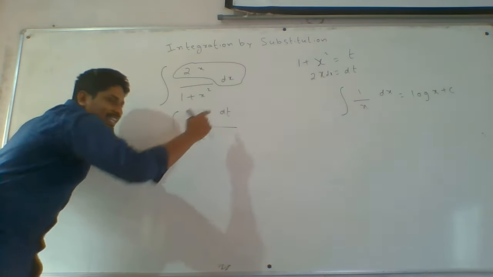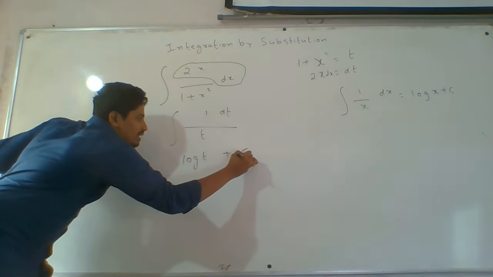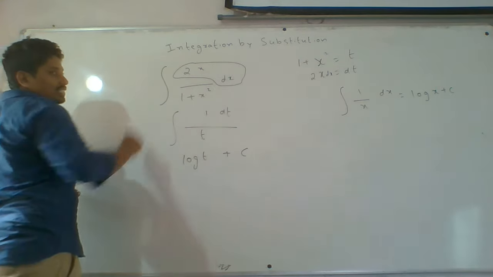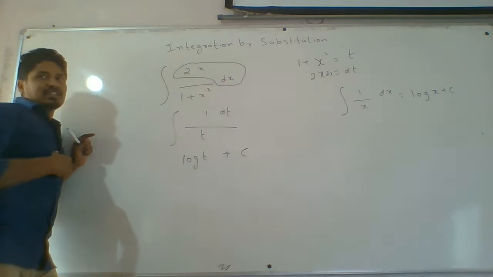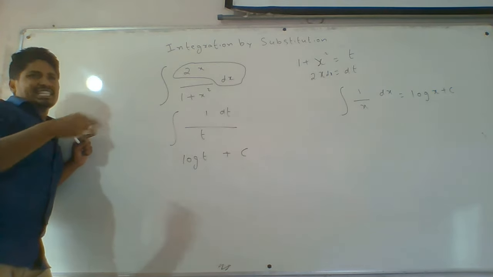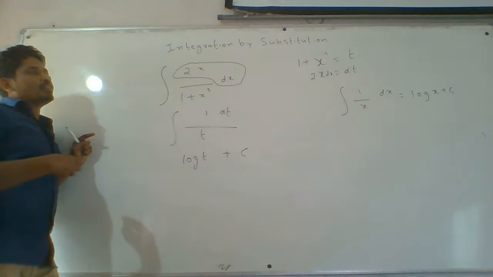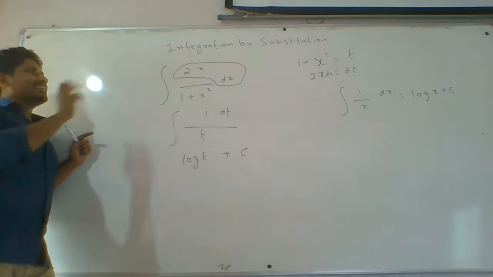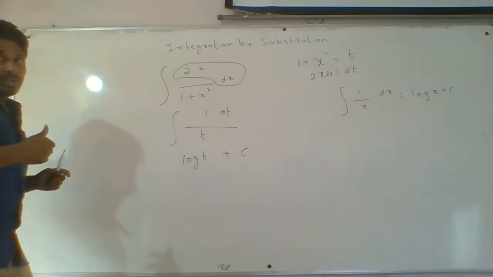1 by t dt, it is log t. Actually the question was in terms of x and asked for integration. It is difficult to integrate, it is difficult for the process of integration. We are converting the total function. Hence, the given function is difficult to integrate.